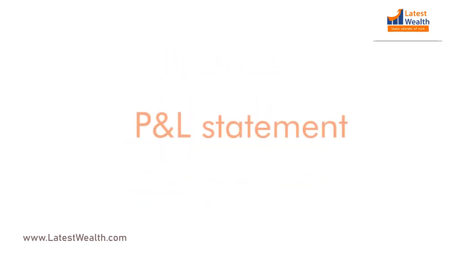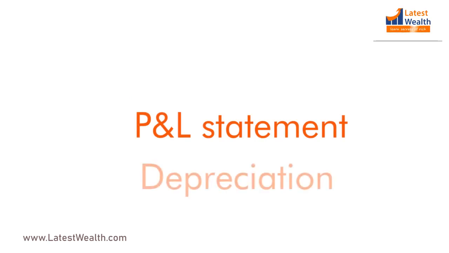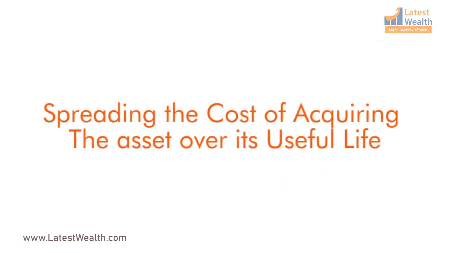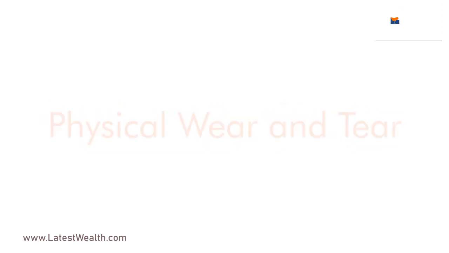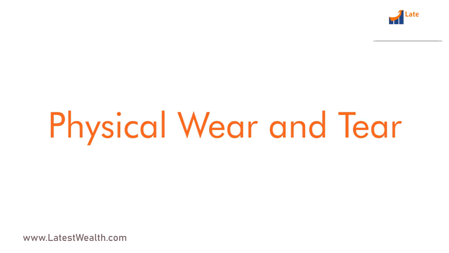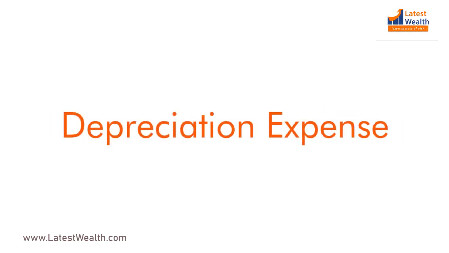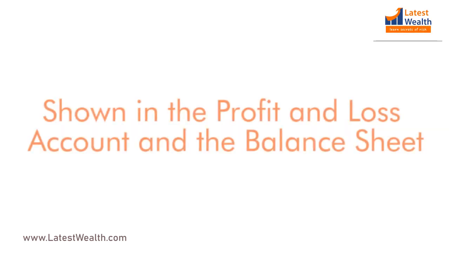Remember, when we were discussing the profit and loss statement, we discussed depreciation. Do you remember? Depreciation means the way of spreading the cost of acquiring an asset over its useful life. That means now you are purchasing for 1 lakh, the life may be 5 years, so every year 20,000 rupees you are spreading, because the value of the asset depletes over time. As assets lose their productive capacity due to outdated technology or physical wear and tear, this value is called depreciation expense, which is shown in the profit and loss account and balance sheet.